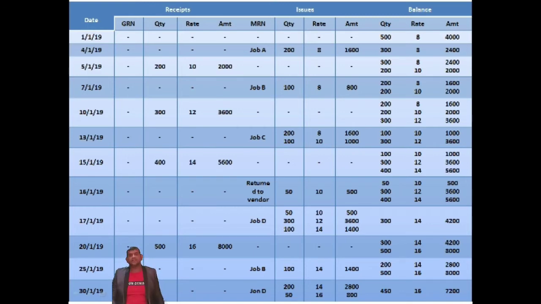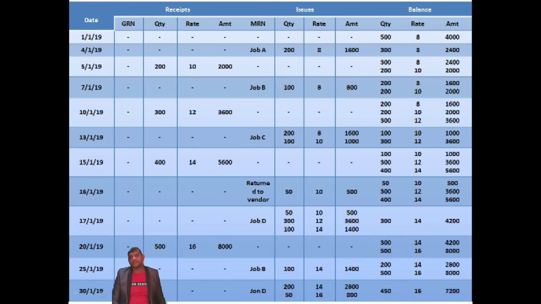On 15th January 2019, there was a receipt entry, and so the quantity we have received on 15th January is 400 units at rupees 14 per unit. So 400 into 14 comes to 5600 rupees. Now go to the issues column. Under issues, MRN nil, quantity nil, rate nil, and amount also nil.